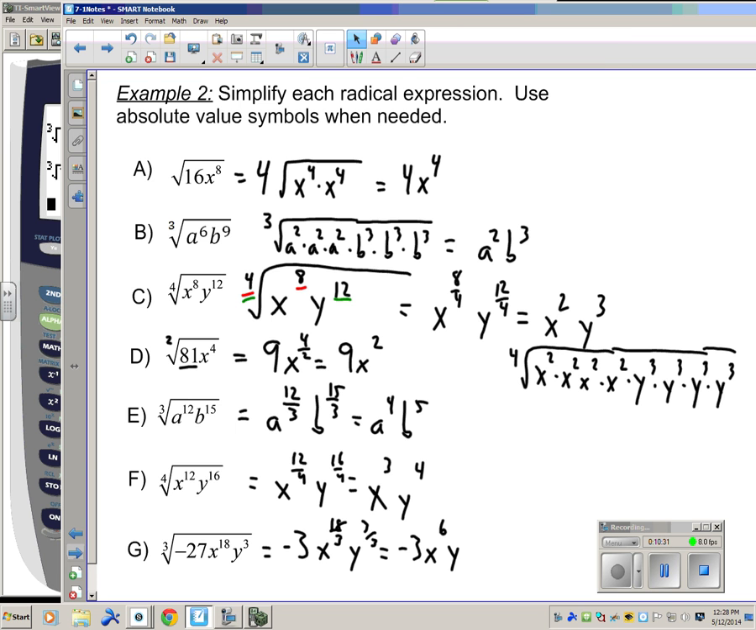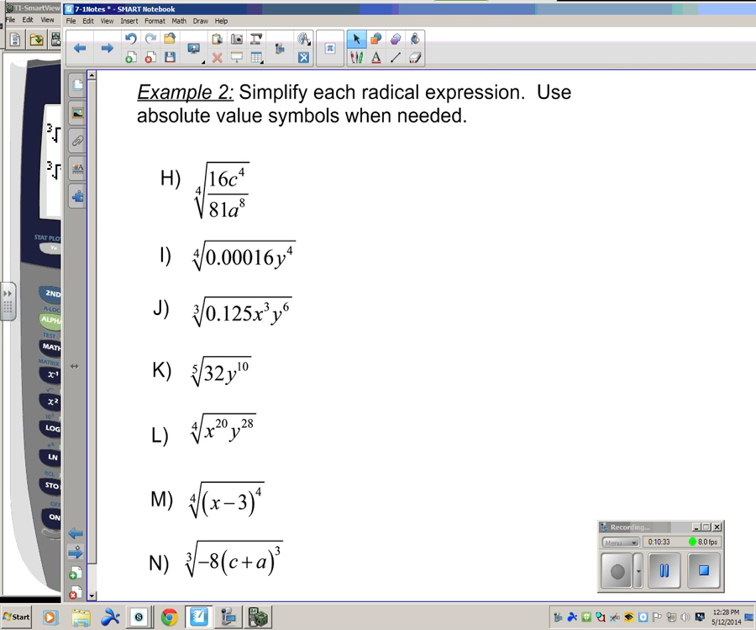All right, so let's try the last page here. This one here is a division one, so you want to take the fourth root of the numerator, take the fourth root there of the denominator there.